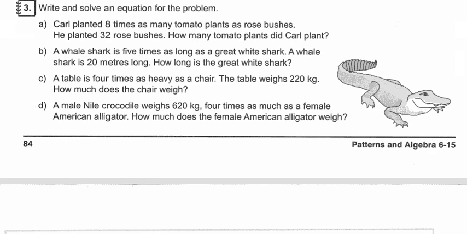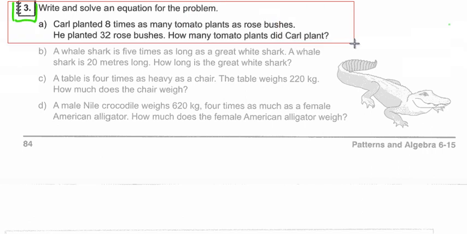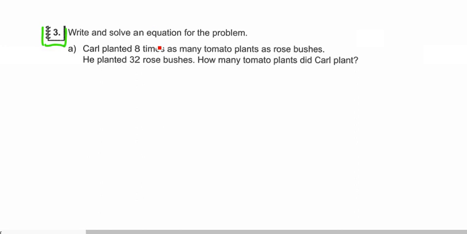So for question 3, it does say to go to a notebook or a notepad. Write and solve an equation for the problem. So I'm going to go and take a little snip of A so that I can try this out with you. All right, so it's not letting me expand that. It says write and solve an equation for the problem. Carl planted 8 times as many tomato plants as rose bushes. He planted 32 rose bushes. How many tomato plants did Carl plant?